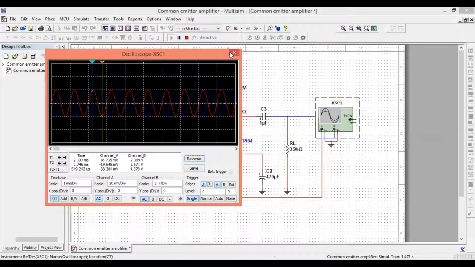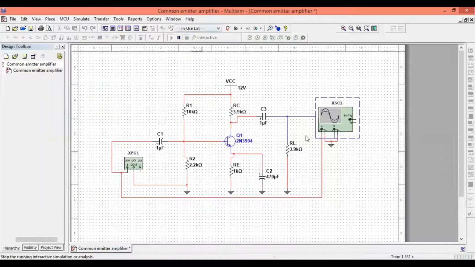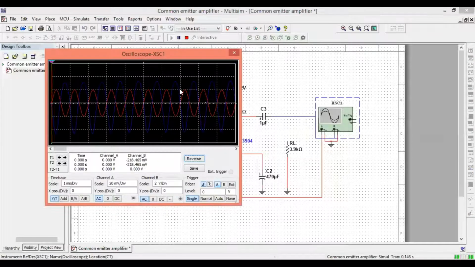Now let's remove this load resistor and let's take the output from the capacitor directly. So let's simulate this circuit now and measure the output voltage. If we measure the output voltage now, by removing this resistor, the output voltage got increased.